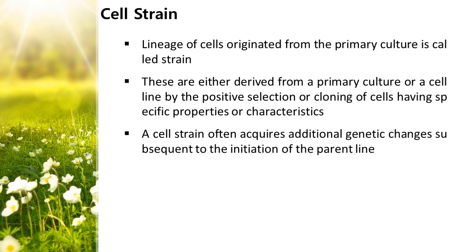They are either derived from the primary culture, or derived from the cell line by positive selection or cloning techniques. They have specific properties or characteristic features, mostly similar to their parental cells. So a cell strain requires additional genetic changes subsequent to the initiation of parent cells. That is the important characteristic feature of cell strain.